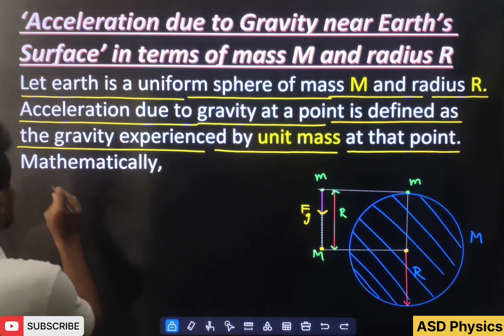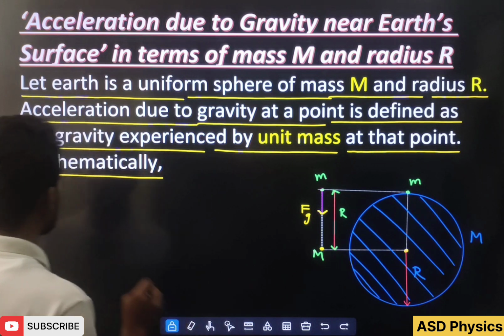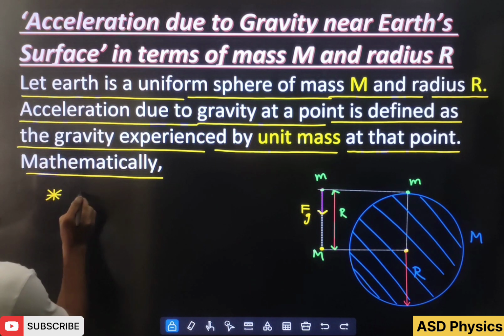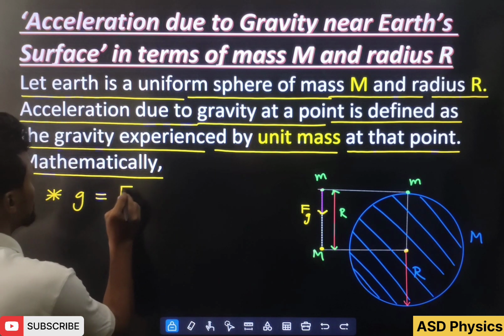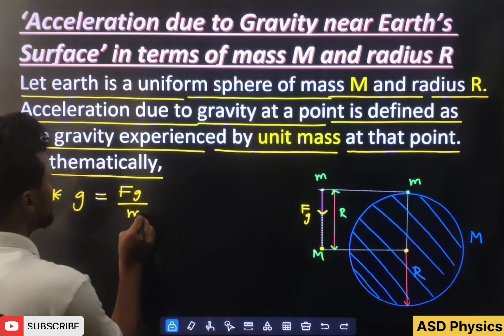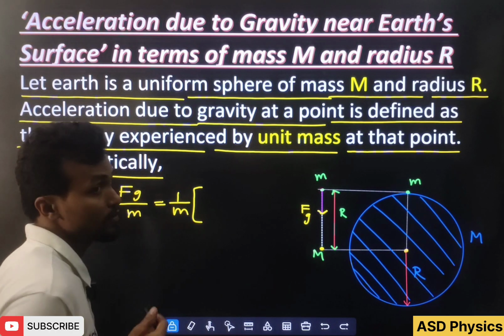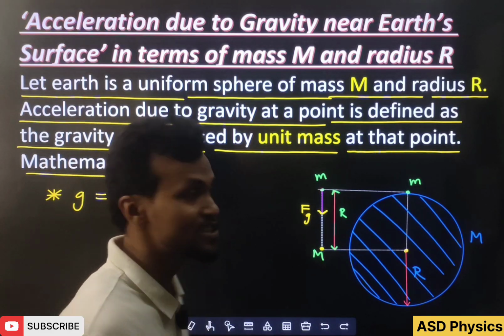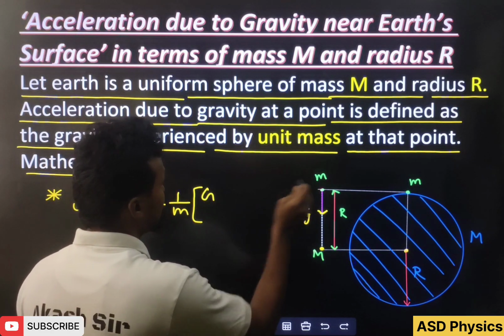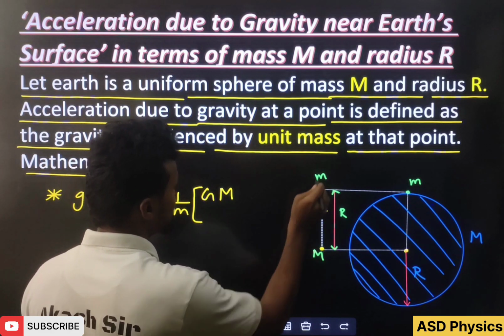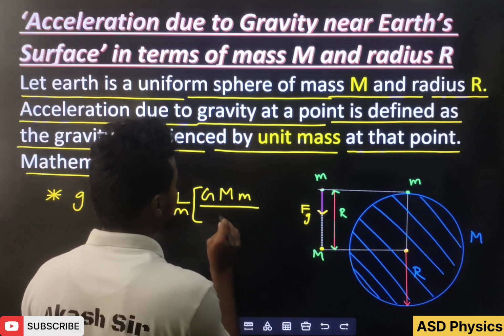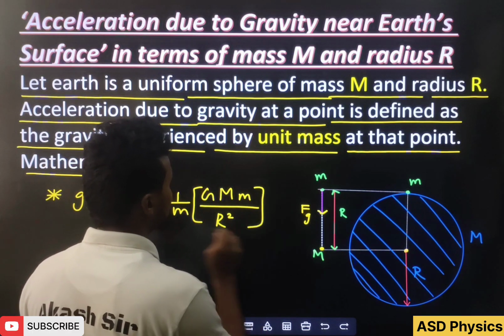Is it? So now if I write it mathematically, the gravity is given by force of gravity per unit mass. Okay, so 1 by m, and what is the force of gravity formula from Newton's law of gravitation? So we can say here, see, G capital M first mass, small m second mass, by square of the distance between them.